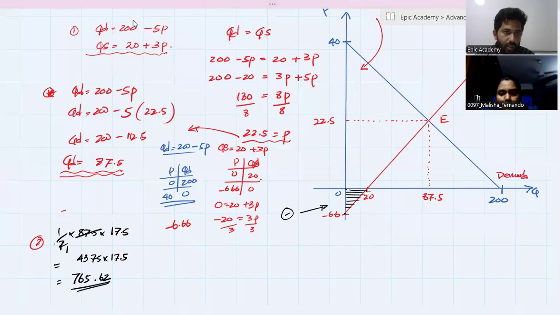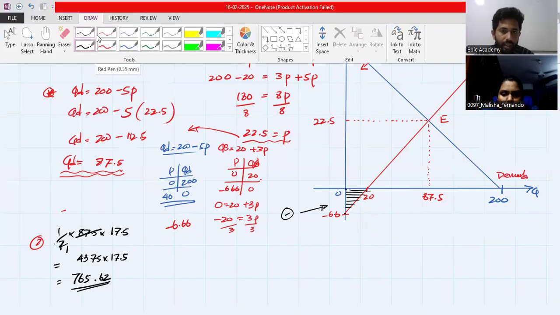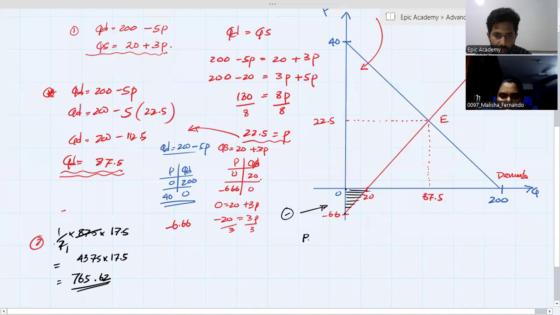And then, where does the producer surplus lie? It is represented by the producer surplus, I mean PS: 0 and 20 and E and 22.5. This is the area.